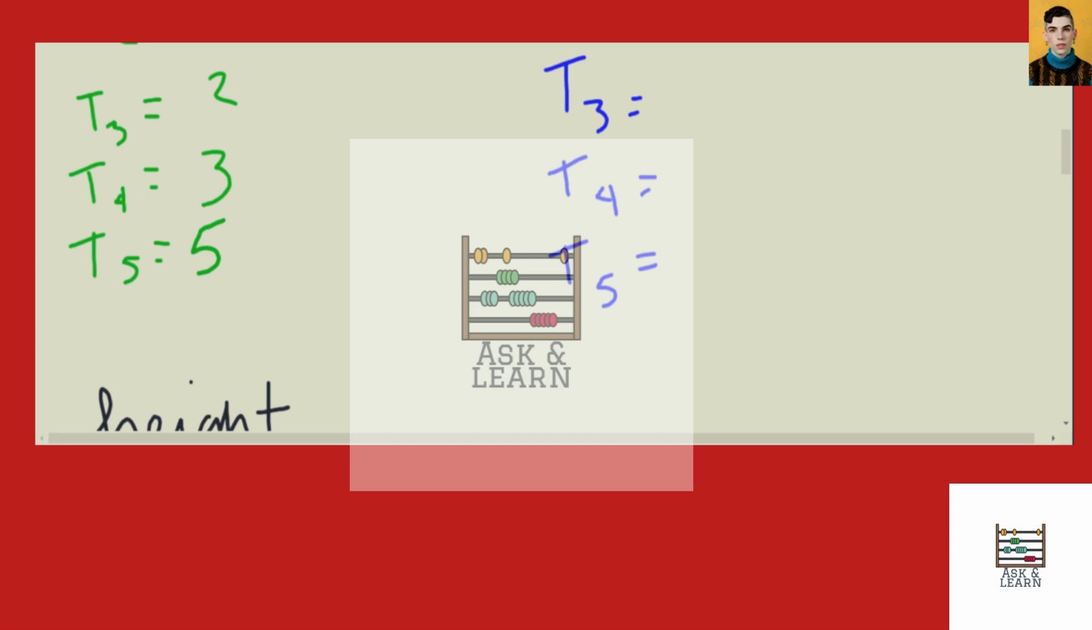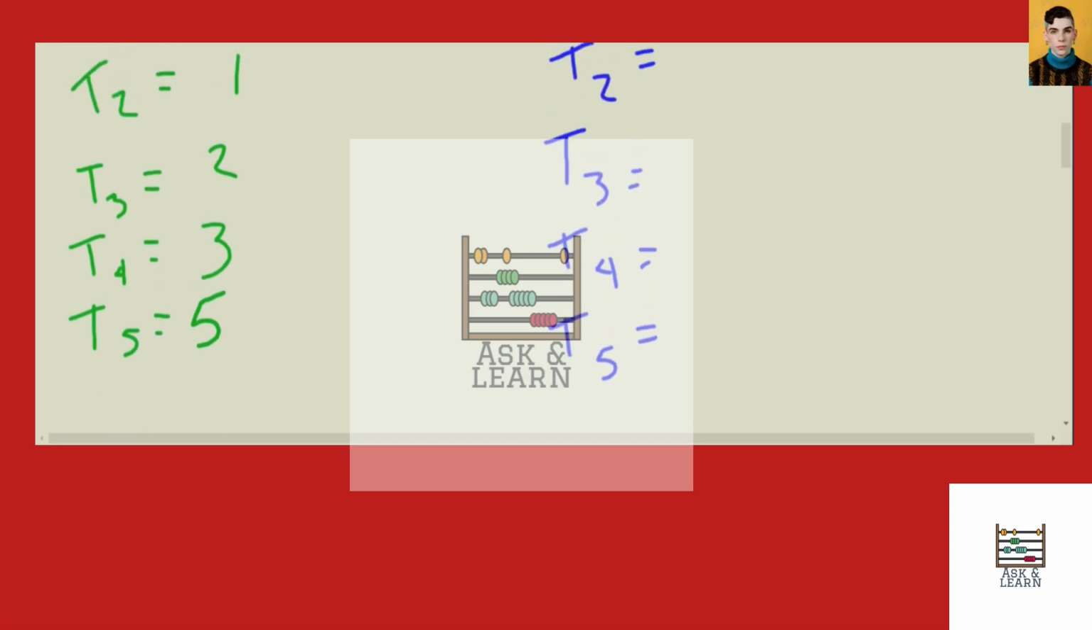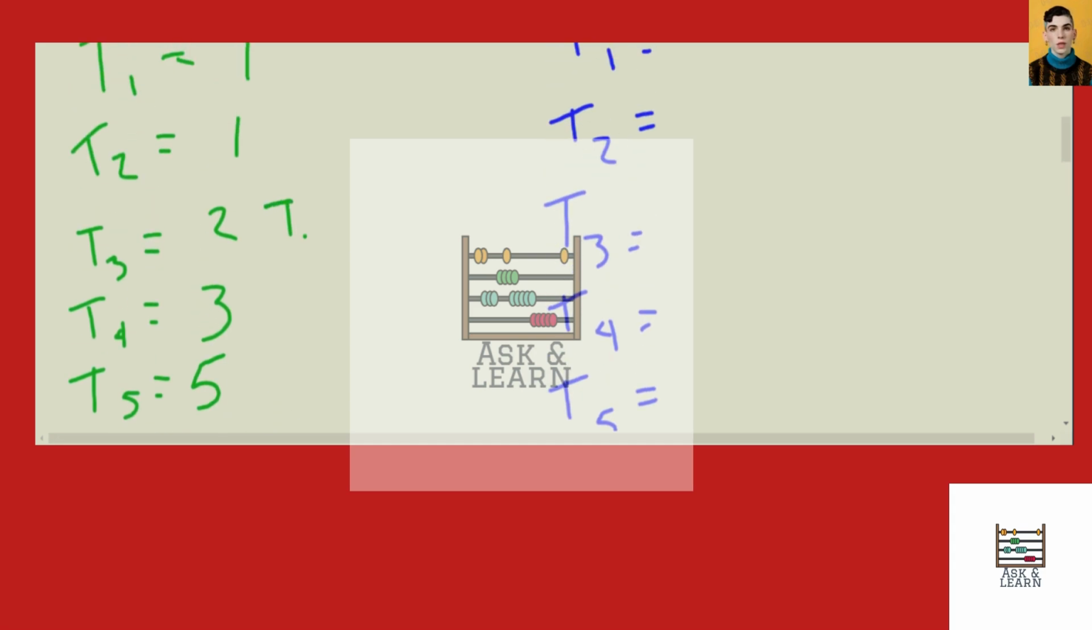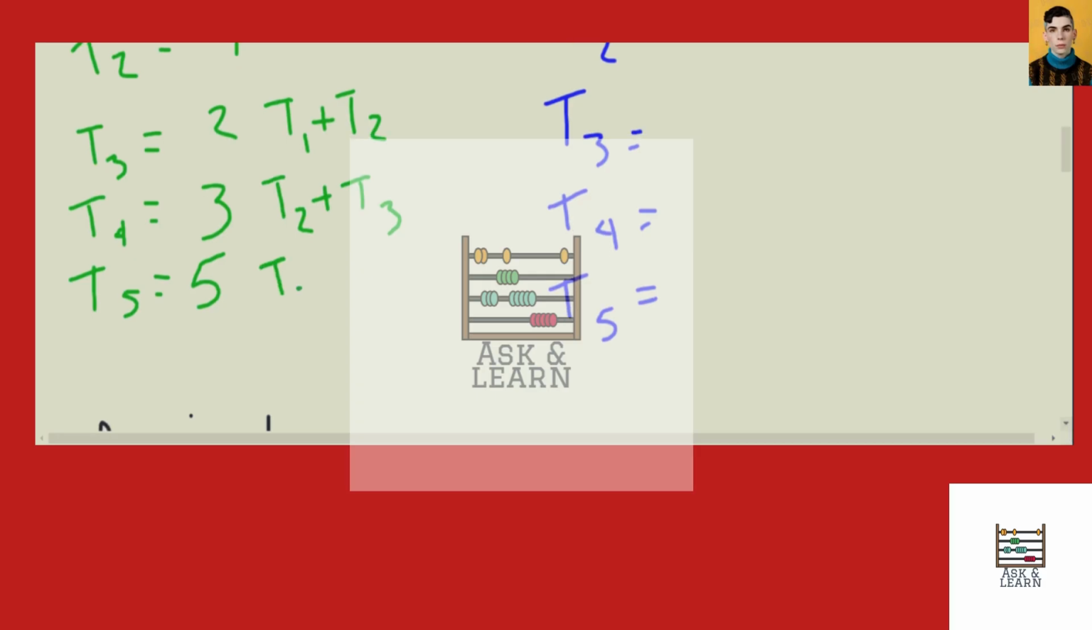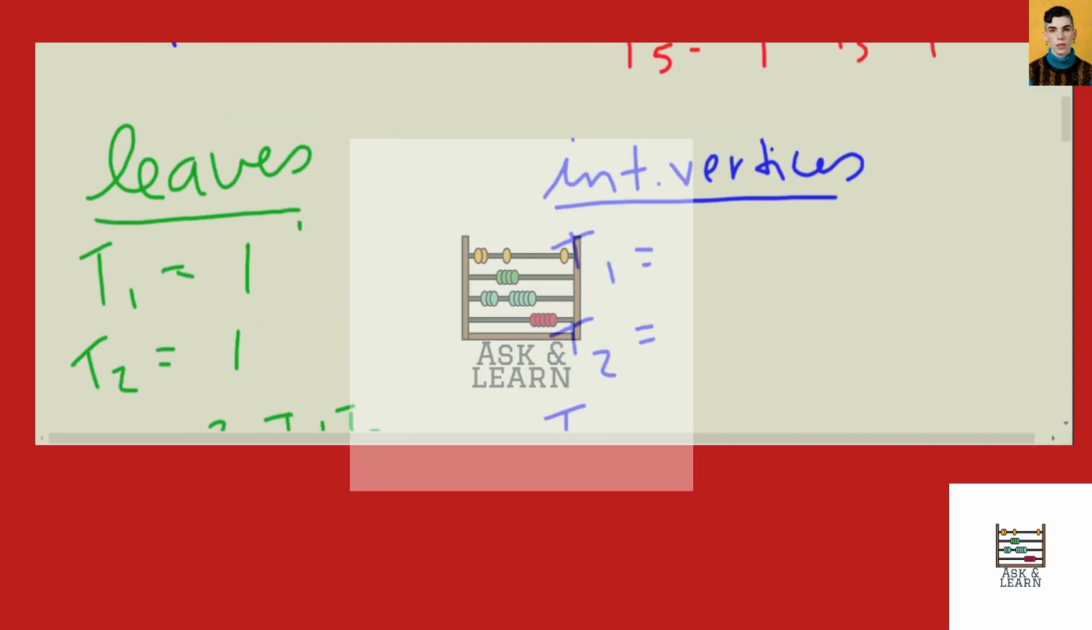So let's look at the pattern for these. Let's start off with T3. This would be just T1 plus T2. For T4, does T2 plus T3 hold? So 1 plus 2 is 3. That holds. And then for T5, we have T3 plus T4, and 2 plus 3 is 5, so this works. So for leaves, it's going to be B1 equals 1, which also equals B2. Bn is just going to be Bn minus 1 plus Bn minus 2.